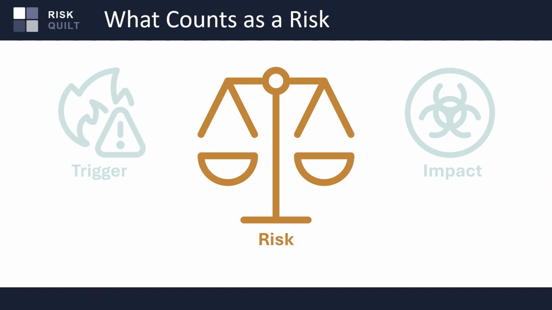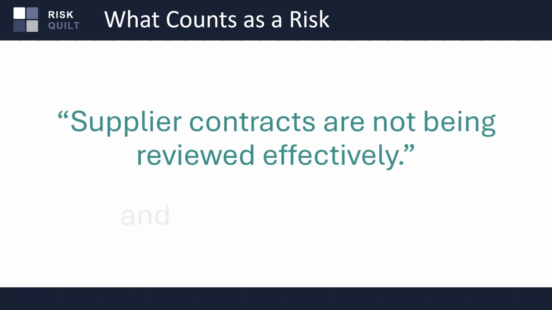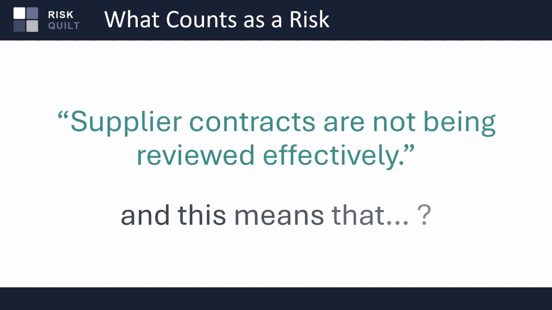For example, you might see something like this. Supplier contracts are not being reviewed effectively. It's easy to see why this is a gap, but it is not actually a risk. Reviewing contracts is something you're likely doing anyway, and if it's not happening, you certainly want to start. But the only reason we do it is to make sure we get the outcomes we want. Different readers could guess at different problems if we don't spell out why this matters.